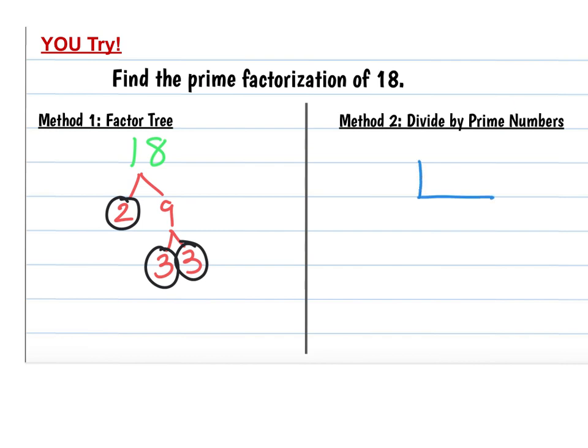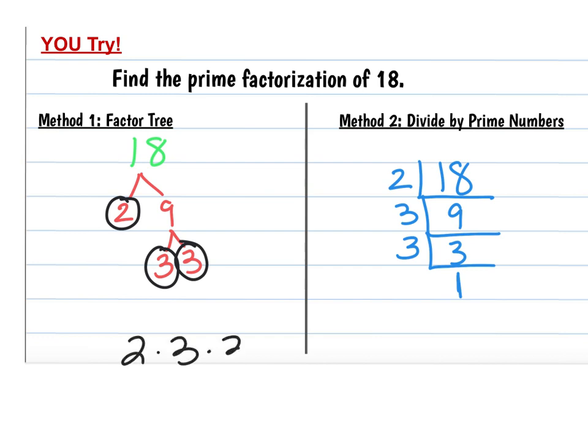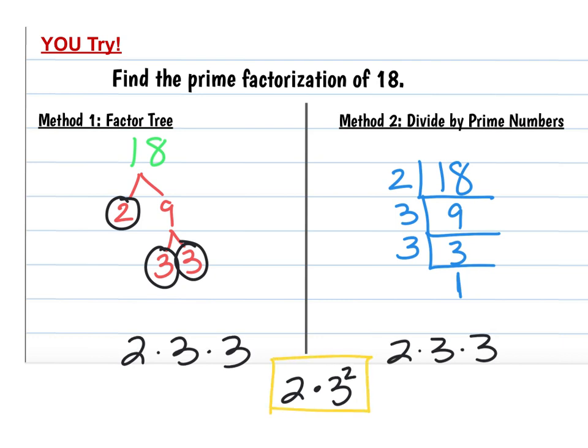So again, 18. Lowest prime is 2. Lowest prime is 3. This is where some people forget. You have to do that last 3 until you get to 1. So then notice your answers. On either side, we had 2 times 3 times 3. They're both the same, right? Same number. So I can write that as 2 times 3 to the second power. That is the prime factorization of 18.